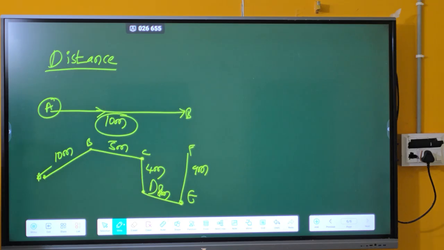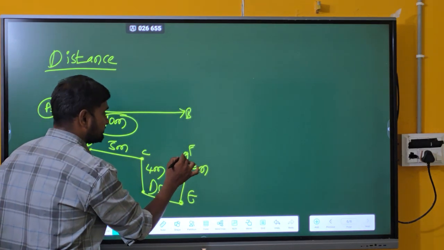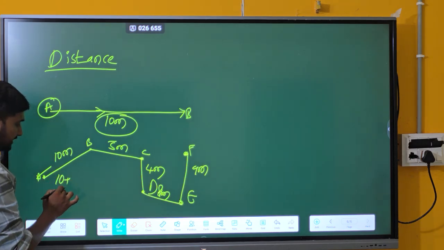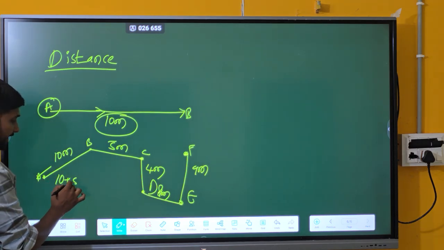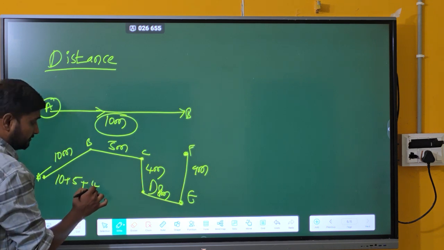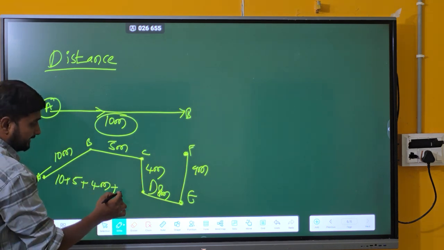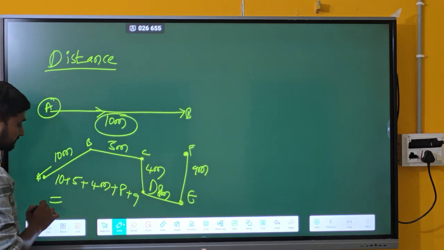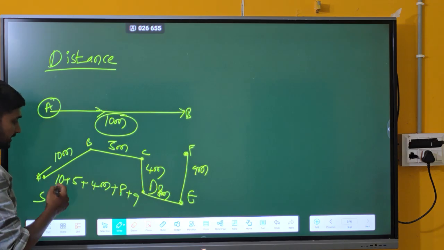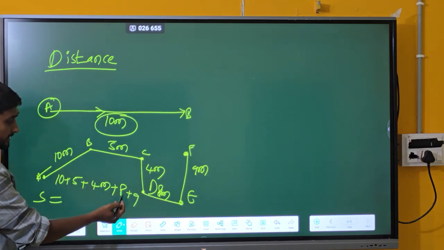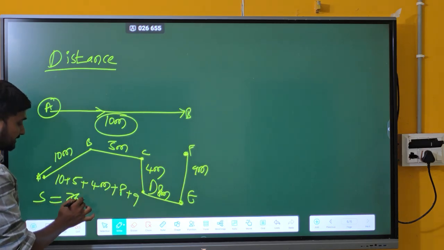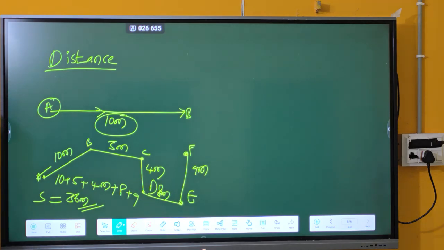What is the distance the body travels? A to B 10 meters, B to C 5 meters, C to D 4 meters, D to E 8 meters, E to F 9 meters. 10 plus 5 is 15, plus 4 is 19, plus 8 is 27, plus 27 plus 9 is 36. The distance of the body is 36 meters.